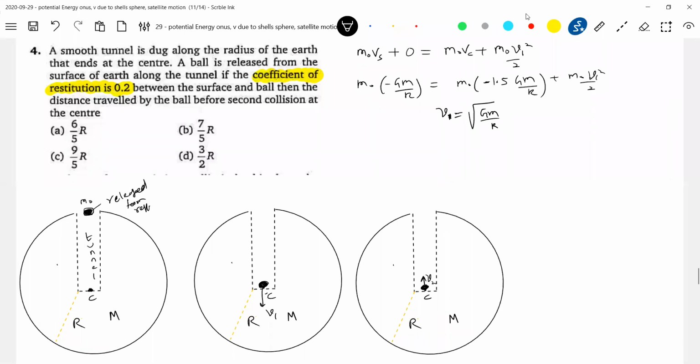It will rebound with a speed. The earth will not move, am I right? Earth will be fixed here. So what is the rebound speed? The rebound speed should be equal to e into v1. What is e? 0.2. So v2 is 0.2 root of GM by R.